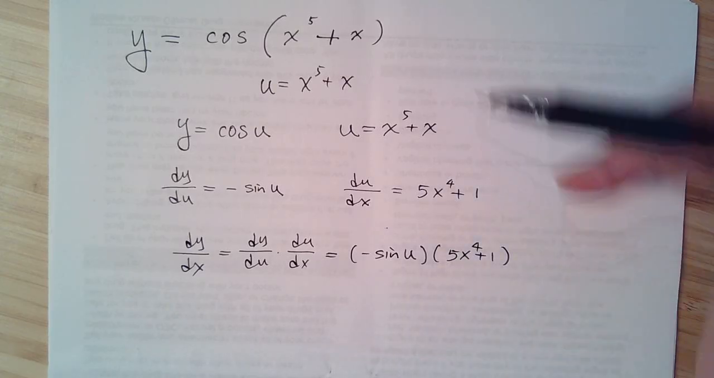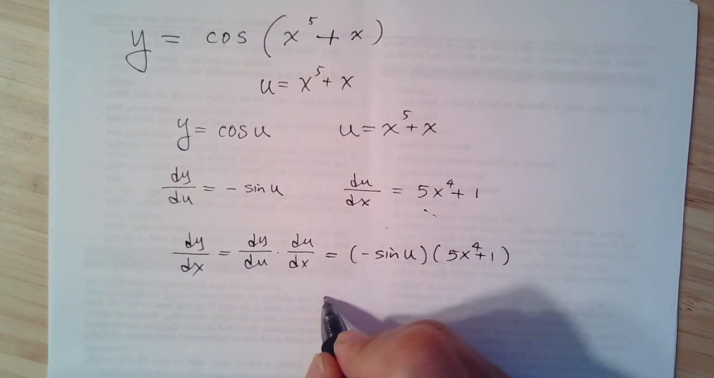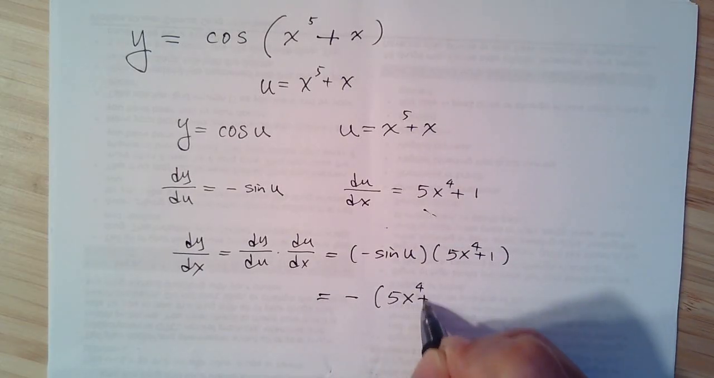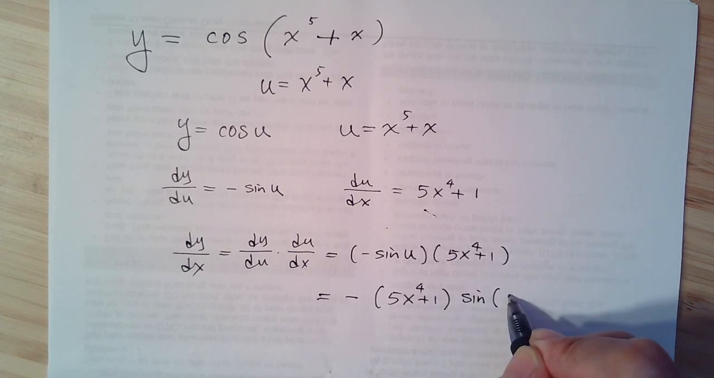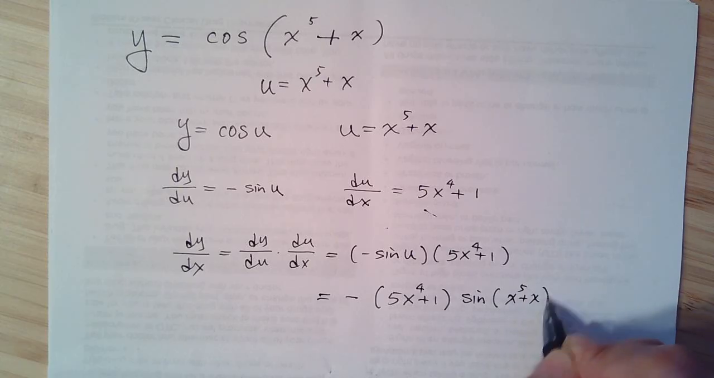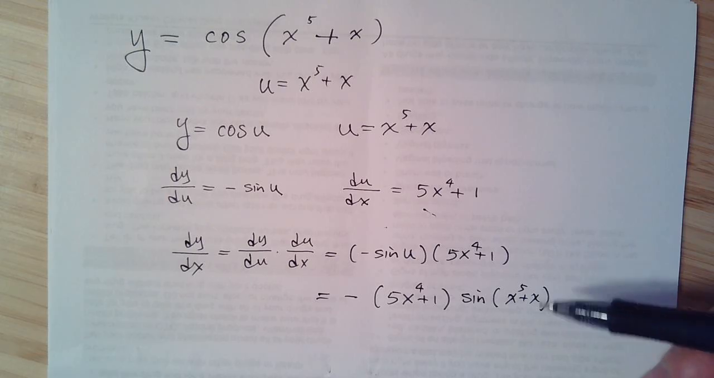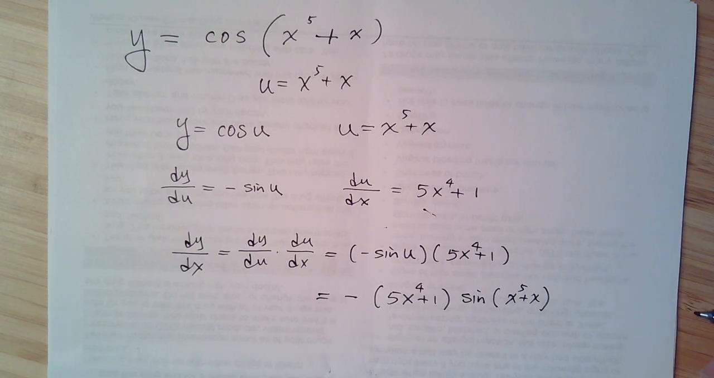And the u is x to the fifth plus x. I just need to substitute here. So my answer is negative, I write 5x to the fourth plus 1, and then sine u, which is x to the fifth plus x. Okay, it looks very complicated, but once we have the chain rule, we bring the chain rule here, so you can see that it's much, much easier.